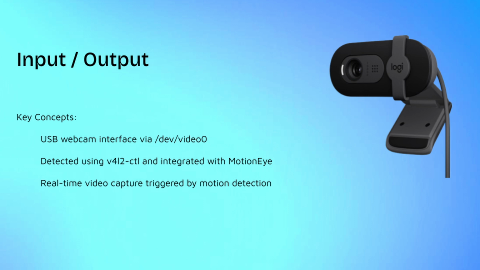The output happens in two forms: live video feed via the browser-based interface, and captured image or video files whenever motion is detected. Real-time responsiveness is a critical part of the input-output. MotionEye polls the camera continuously and reacts to frame differences, which is what enables motion detection.